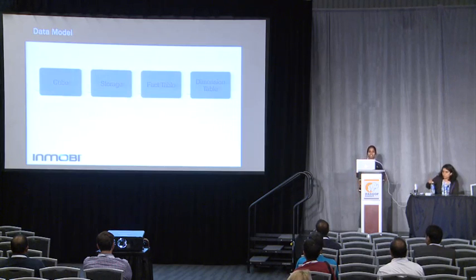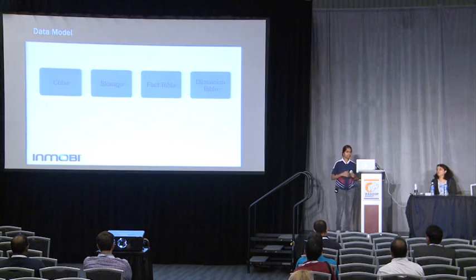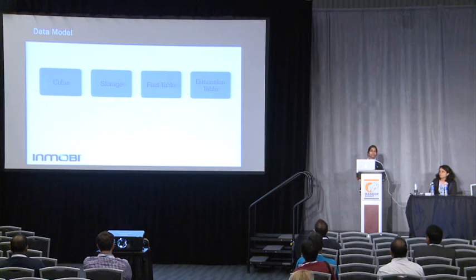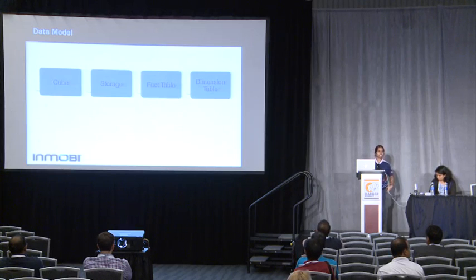So for this, we add 4 first-class constructs in Hive itself, which are called a cube, a storage, a fact table, and a dimension table. So cube is nothing but something containing measures and dimensions, and storage is any physical storage that you have. And the fact table is actually the table. So we'll see more details of this in the coming slides. I'm just giving a brief of what each is.